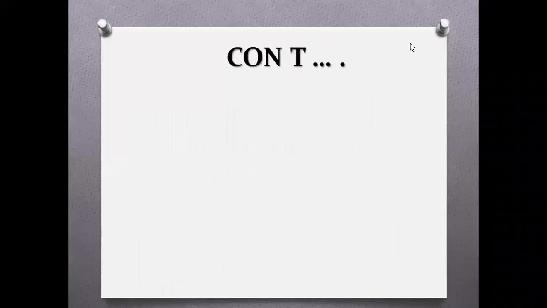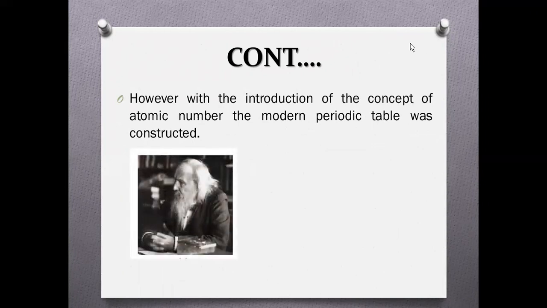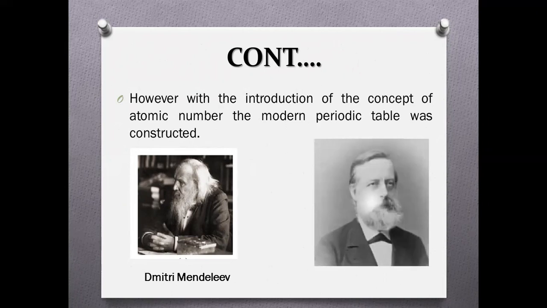However, with the introduction of the concept of the atomic number, the modern periodic table was constructed. So he is the person who identified what is called the atomic number, right? Mendeleev and Meyer concluded and founded the periodic table, and the modern periodic table is according to the atomic numbers, right?